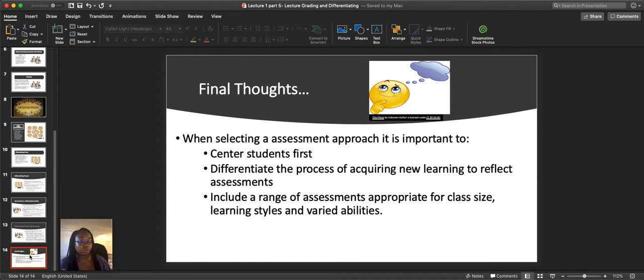And assessments can be narrative. They can also be numerical. So stretching the range of how you allow them to show their sense making as it relates to how you instruct them is important. And then lastly, it should include a range of assessments appropriate for class size, learning styles, and variabilities. Beyond centering students, it means actually ensuring that what you're choosing for them is appropriate for their level and also for the class dynamics.